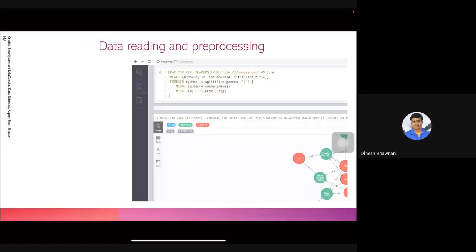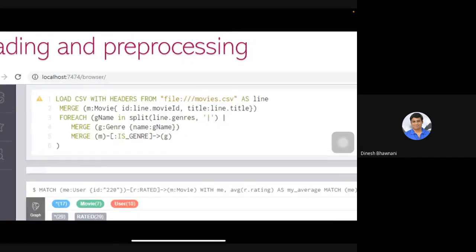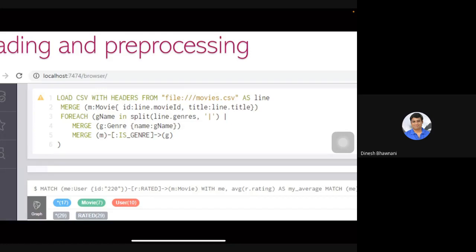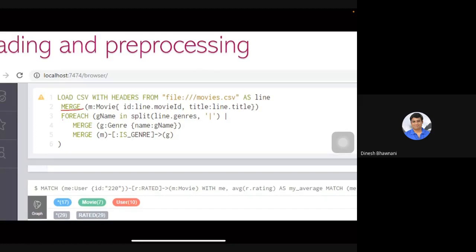So the MovieLens dataset part, you can easily load it in Neo4j using the LOAD CSV function. How does it look? You will use the MERGE clause, then you will use the FOREACH clause. Merge what? Movie, with id line.movieId.